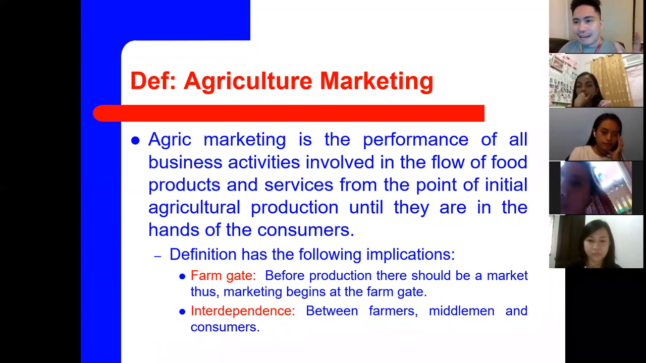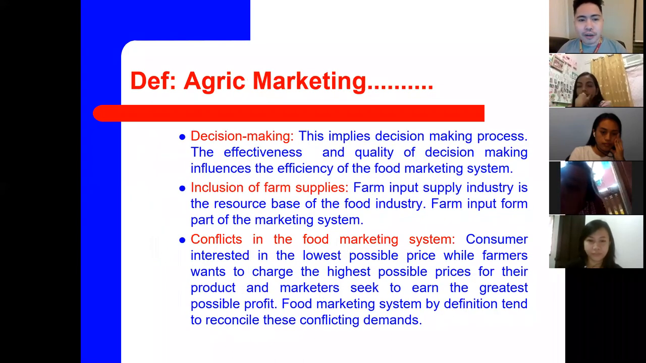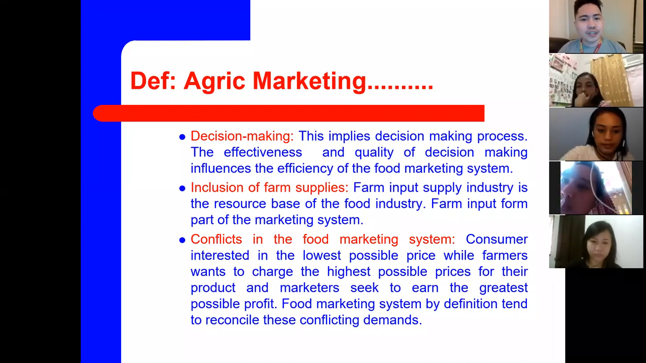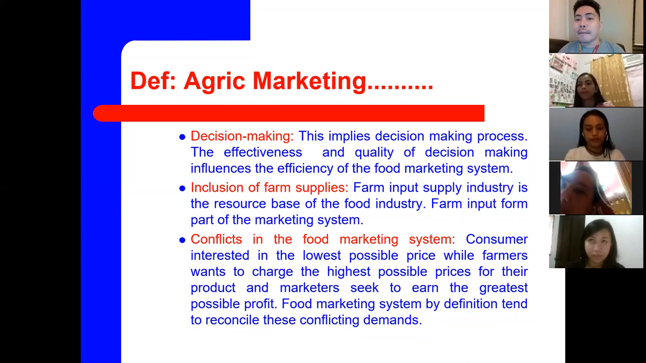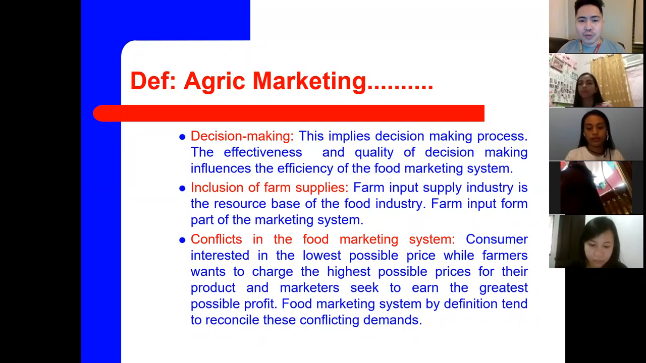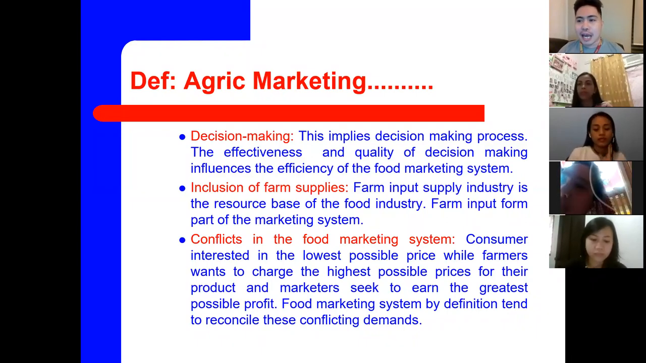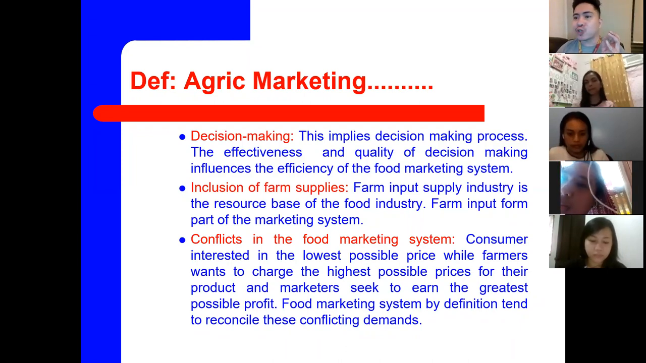You need to be interdependent because each of you has an added value placed in the product or service that you are promoting or subscribing. Okay, so in agricultural marketing, decision making is fast because perishable yung ating agricultural commodities. So, implying decision-making process needs to be swift. It should be decisive in nature. So, the effectiveness and quality of decision-making influences the efficiency of the food marketing system. Remember, we're talking here of food. We're talking here of something that is being consumed by hungry people. And hungry people pay for it. That's why your decision should be paspas.